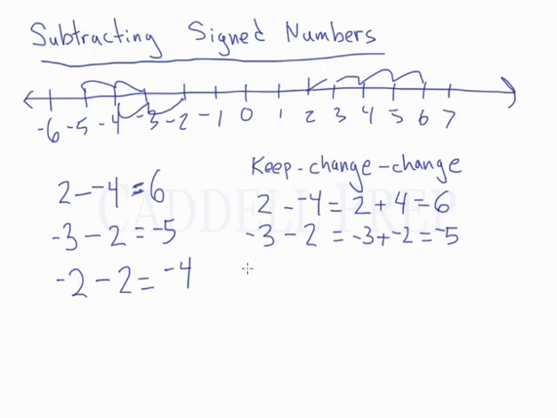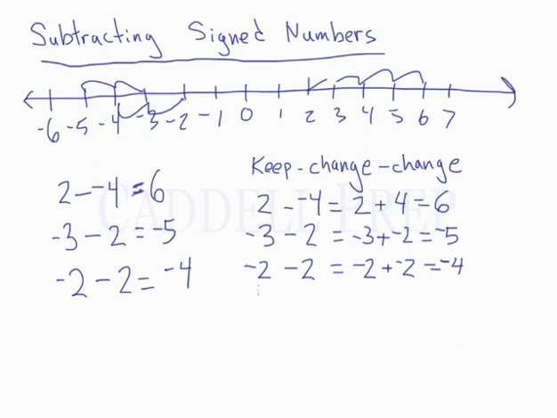Okay, let's try this one. We had -2 minus 2. So again, we're going to keep, change, change. We keep the -2, change the minus to a plus, and we change the +2 to a -2. Okay, rules for adding. Signs are the same. Add them together. Keep the same sign. -4.